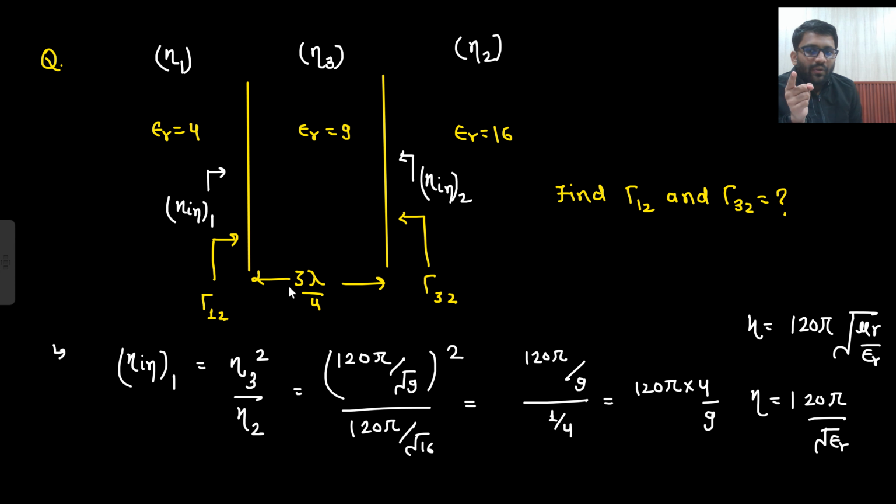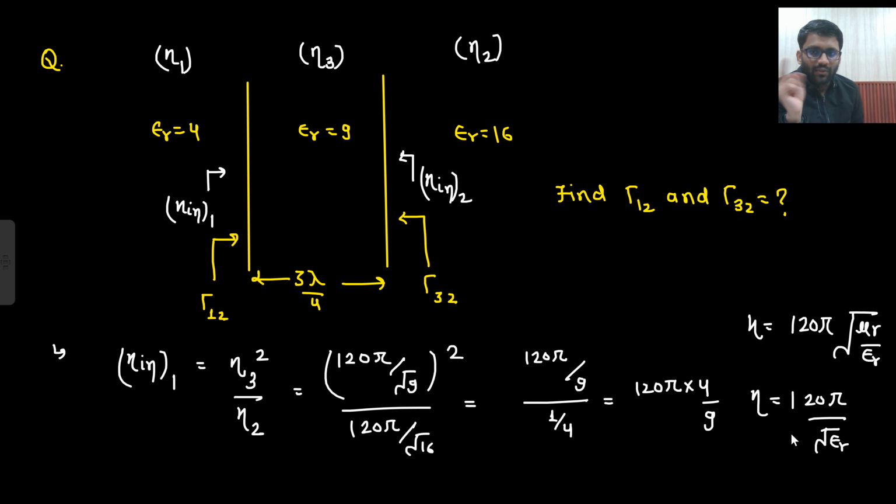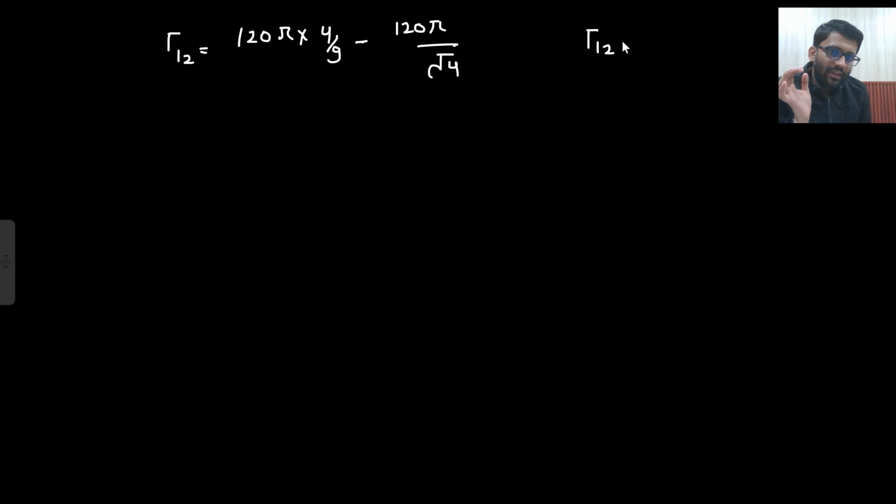So now what I need to find? Gamma 1, 2. So what is my neta in? 120 pi into 4 by 9 minus, what will be your gamma 1, 2 actually? Neta in 1 minus neta 1 divided by neta in 1 plus neta 1. So this value you have already got, 120 pi into 4 by 9 minus 120 pi divided by under root epsilon r, that is under root 4. This is the formula: neta in 1 minus neta 1 divided by neta in 1 plus neta 1.